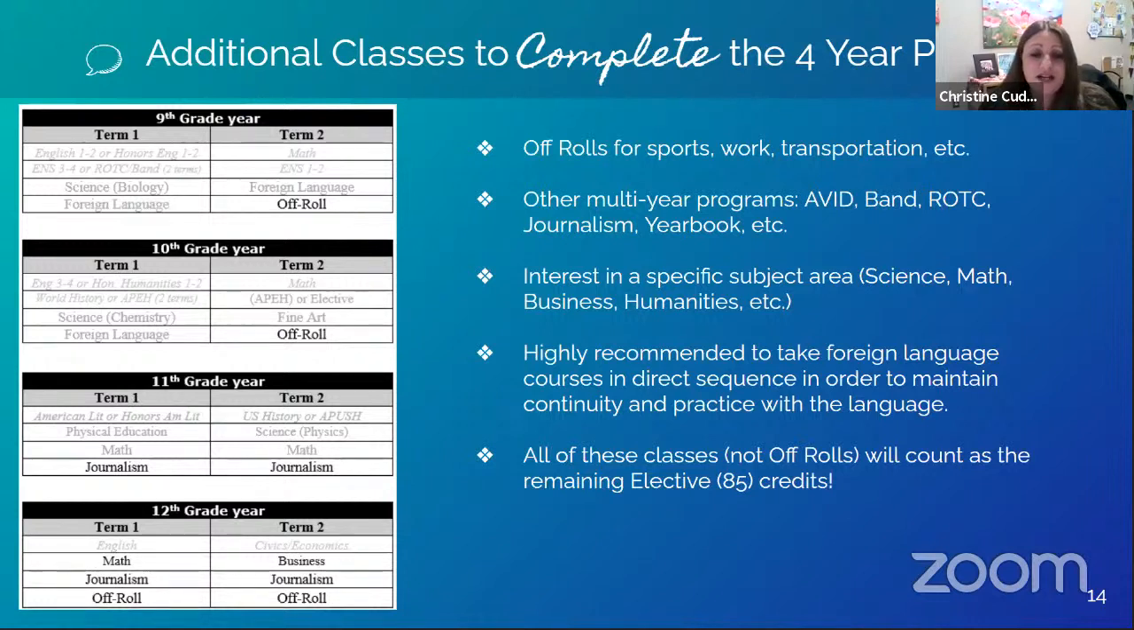All of the classes on here, besides the off rolls, will count as elective credits. So it adds up pretty quickly when you're taking a lot of classes. You add up to your 85 elective credits pretty quickly.